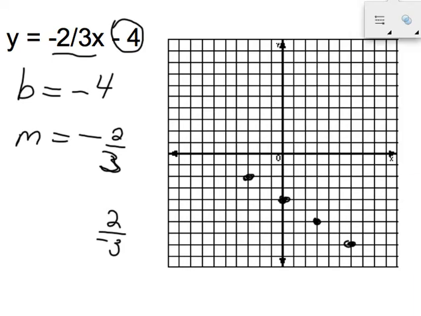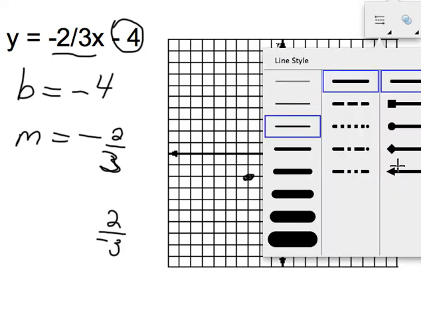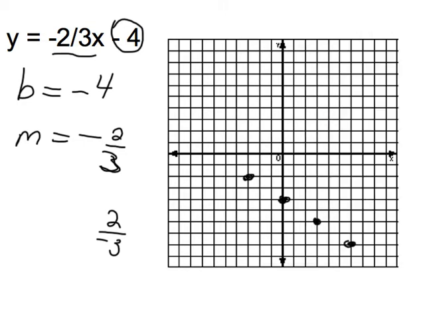Hang on for 1 second. We've got to make sure we've got the right line here because remember, we've got to have arrows on both ends. Okay? So for this line, I'm going to draw that right through there with arrows on both ends. So now I have graphed y equals negative 2/3 x minus 4.